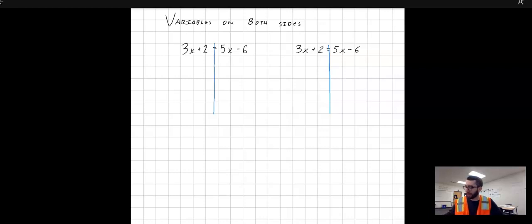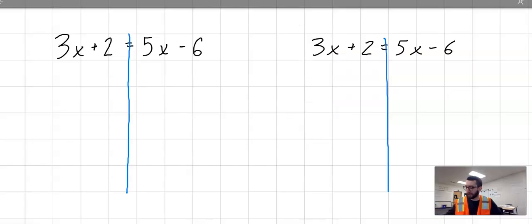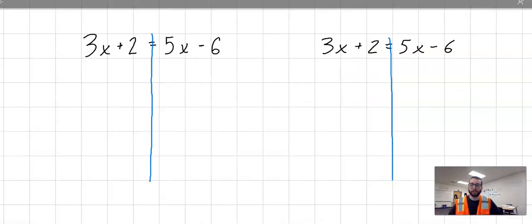Today we're talking about how to solve equations with variables on both sides. You'll notice that I wrote this twice because I want to show you two different ways to go about it.